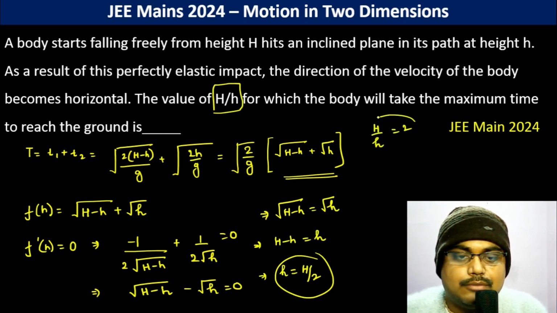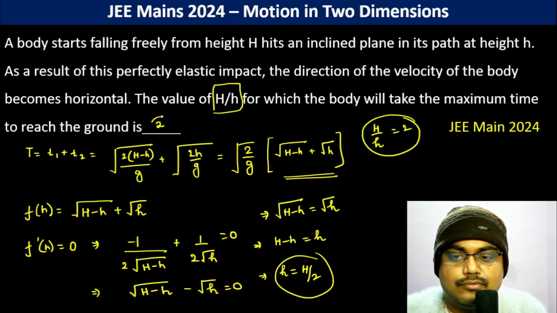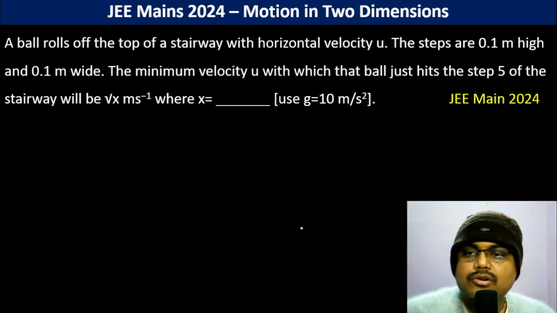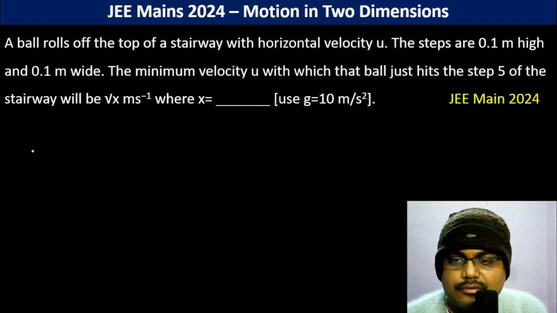So the value becomes 2. So 2 is the answer. Thank you. The ball rolls off the top of a stairway.